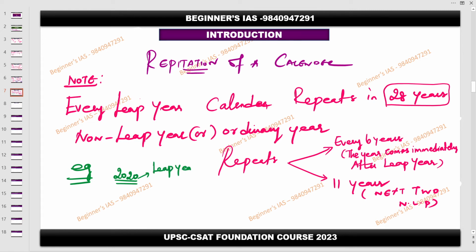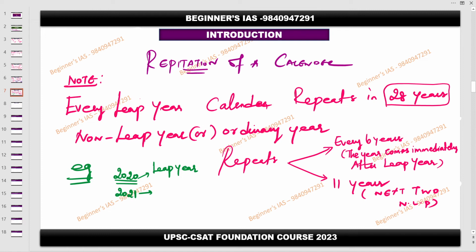Leap year, sir. Listen carefully. 2021 repeats after how many years? Okay, the calendar of 2021 repeats in which year? 2027. That was the question in your UPSC 2021. You got it? I will tell you the exact question. We will discuss that exact question also.